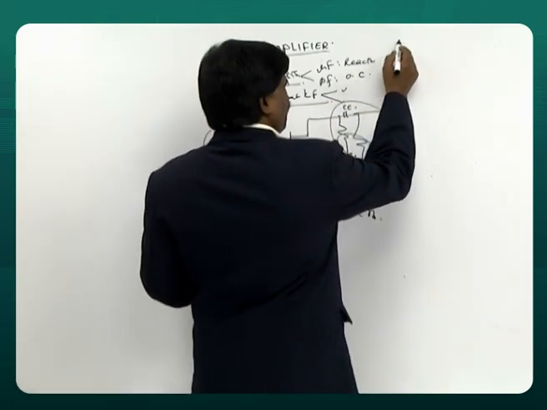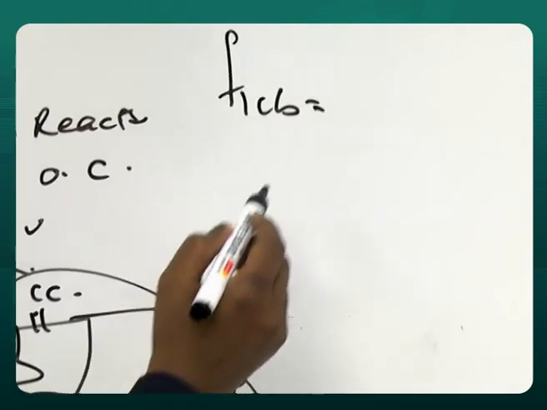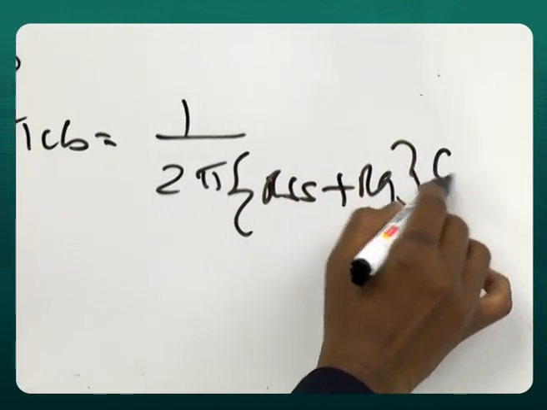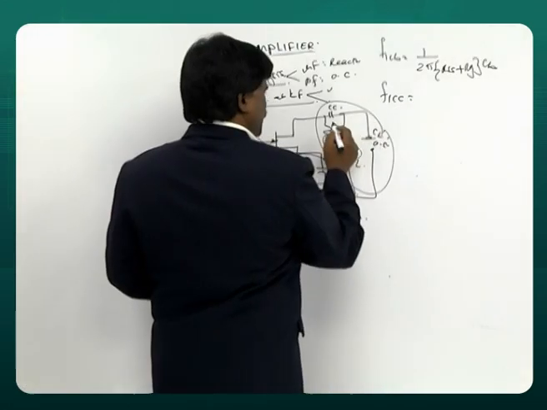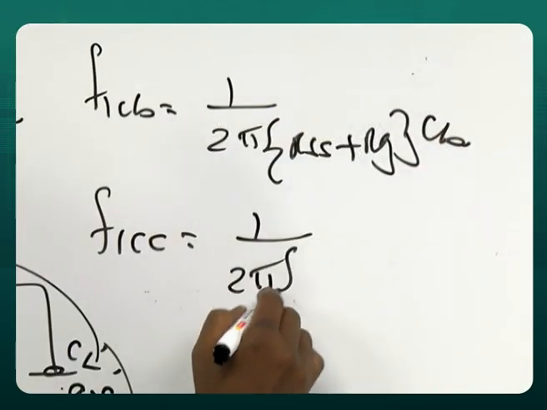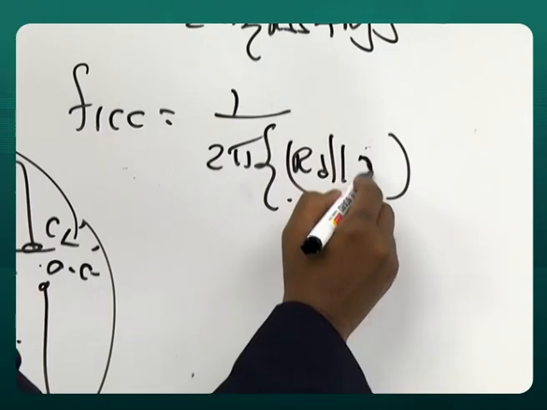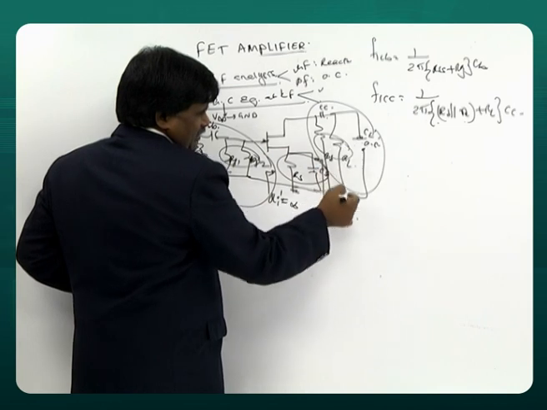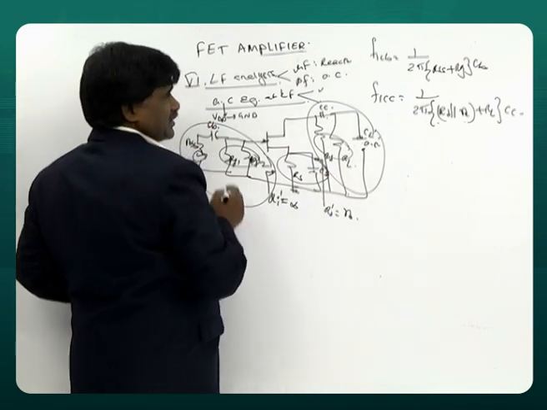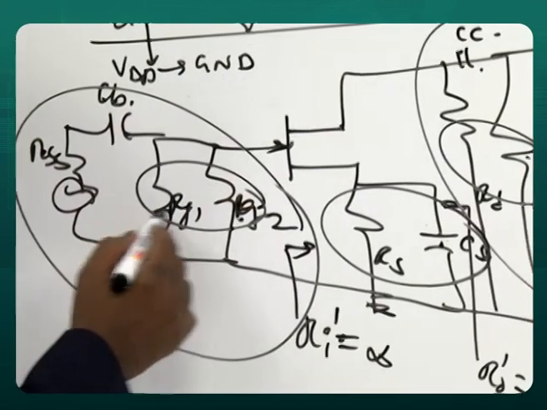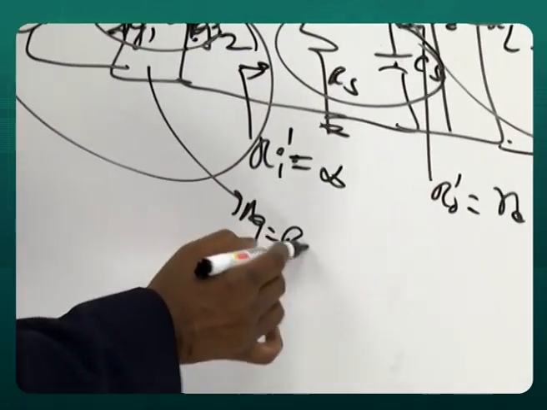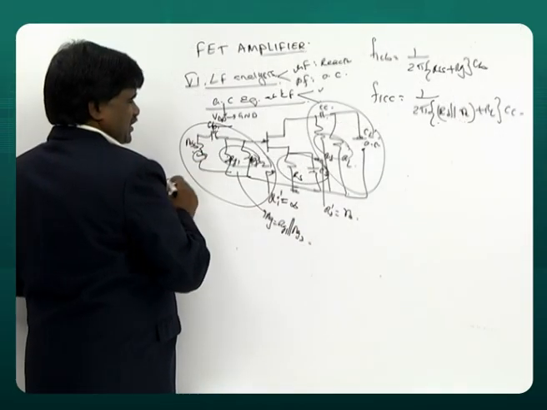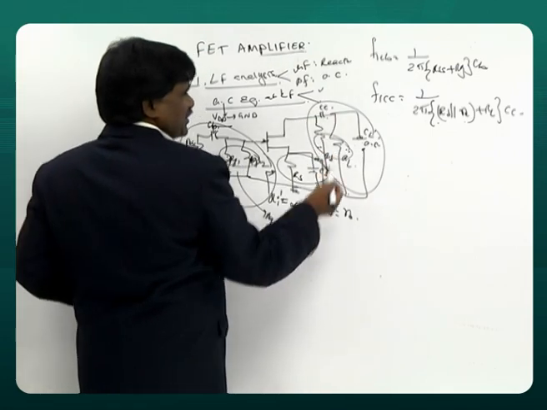So that is called F1 due to CB: 1 by 2 pi (RS plus RG) into CB. F1 due to CC: 1 by 2 pi (RD parallel small rd plus RL) into CC, because these two are in parallel, this is in series. When I say RG, what is RG? RG1 parallel RG2. If you look from here, these two are in series.